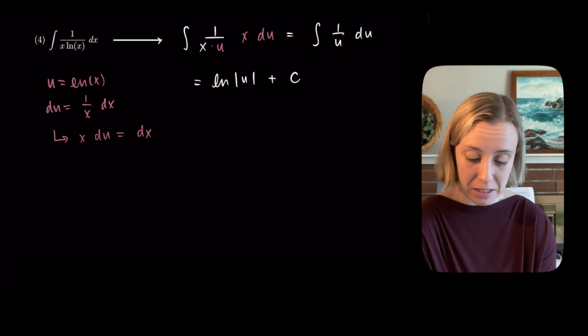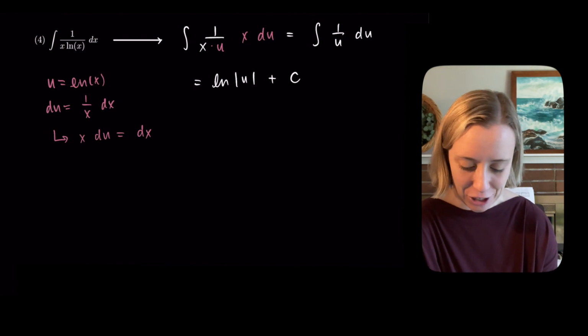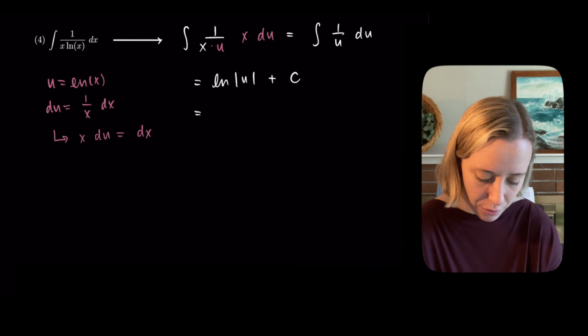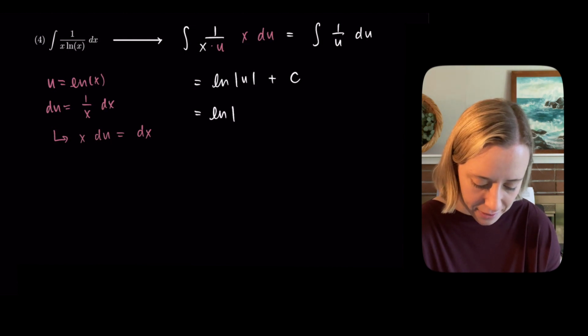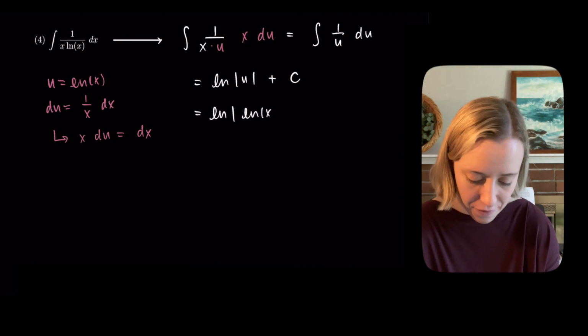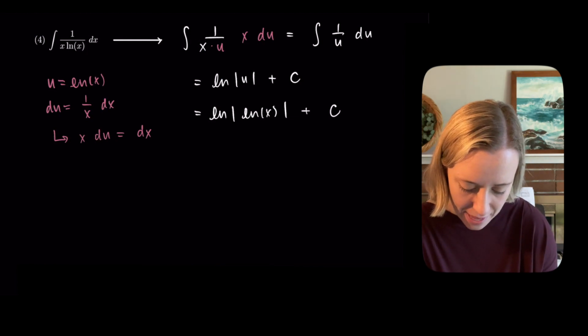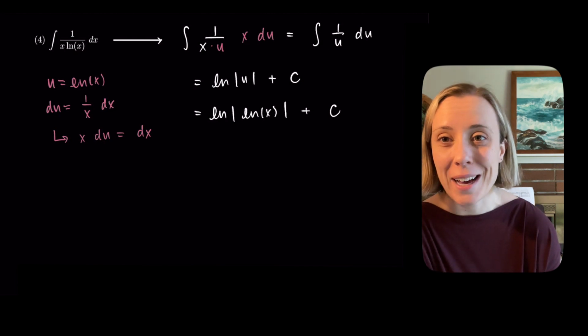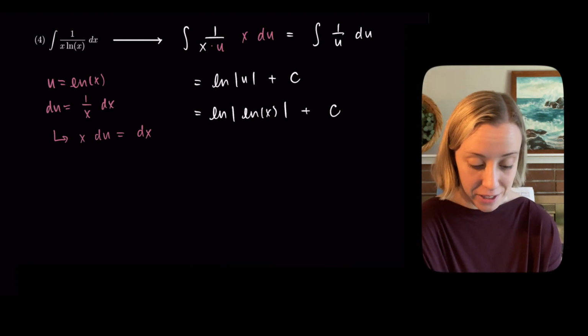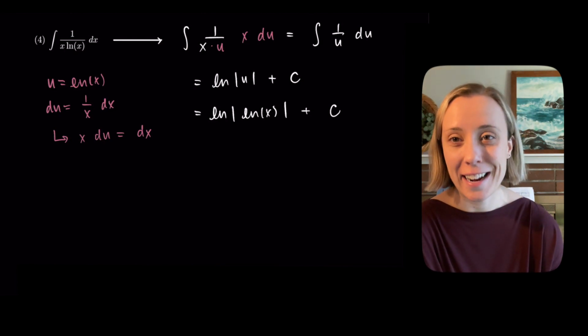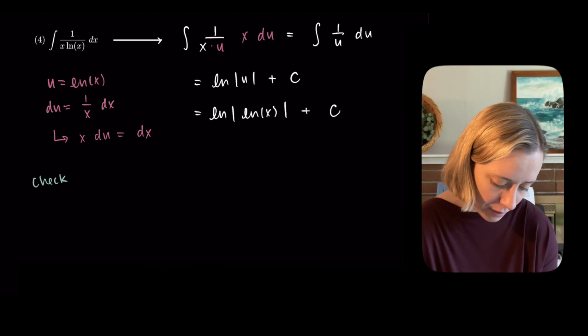And then we just gotta replace the u, right? So we got this back in terms of u. We know that u is ln x, so this is really ln of ln x. Kind of a cool result. And then our plus c. And there we go. So this is a great time for us to check our answer. We're taking the derivative of ln of ln x.